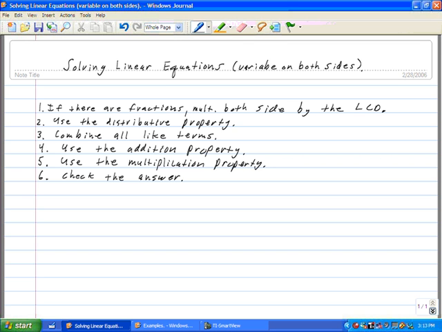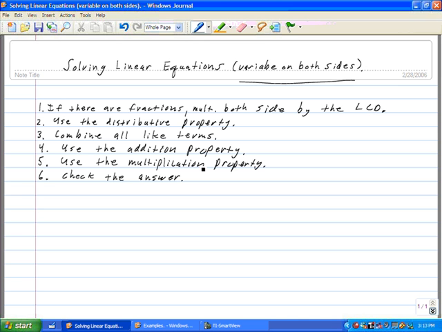As soon as you learn how to solve a linear equation that has a variable on one side of the equation, the next thing to do is learn how to solve linear equations that have variables on both sides. Now the main steps are going to be the same. You're going to use an LCD to get rid of any fractions, and you'll do this by multiplying all the way through both sides by that LCD.